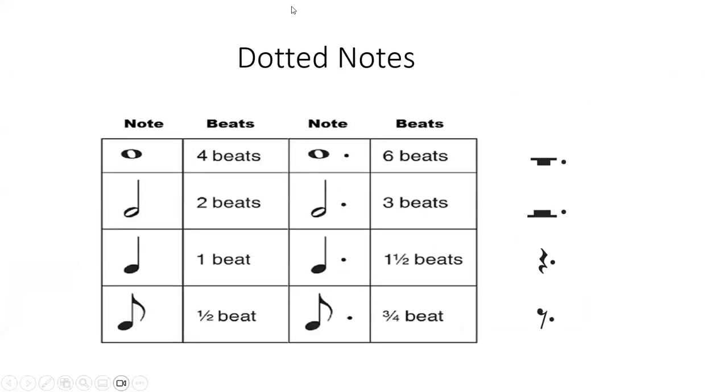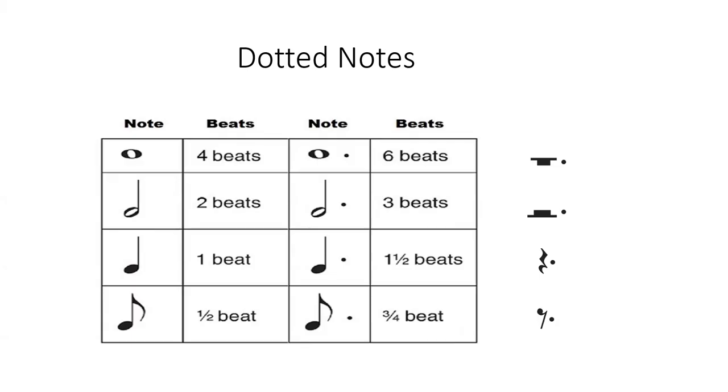Okay, understanding what dotted notes are. Dotted notes are when you add a dot next to the value of a note, and when you add a dot next to a note, you add on half the value of the note. So a 4-beat note becomes a 6-beat note, a 2-beat note becomes a 3-beat note, a 1-beat note becomes 1.5, and a half-beat note becomes 3/4 of a beat, just by adding a dot on.